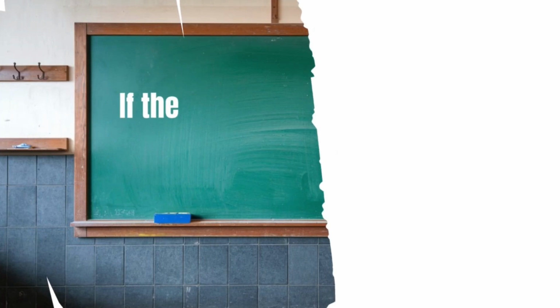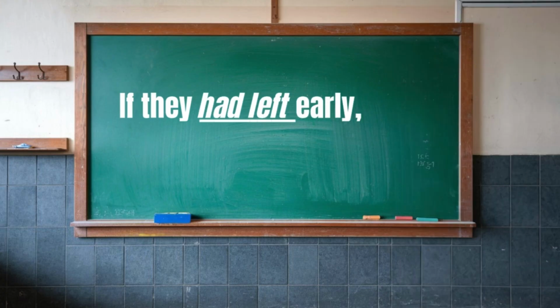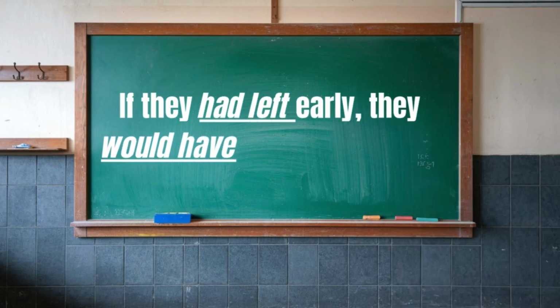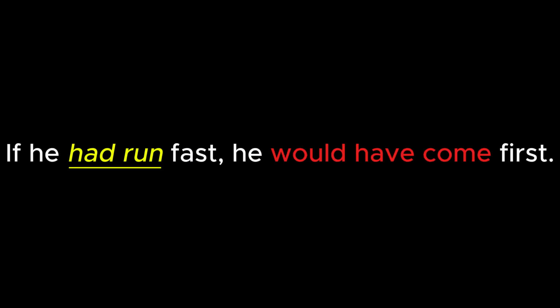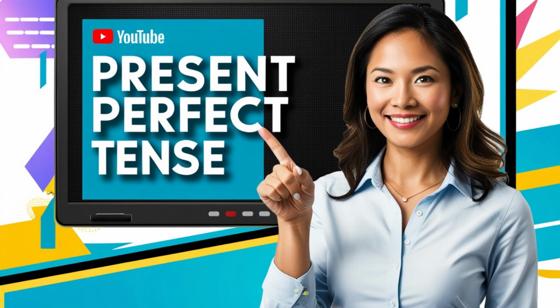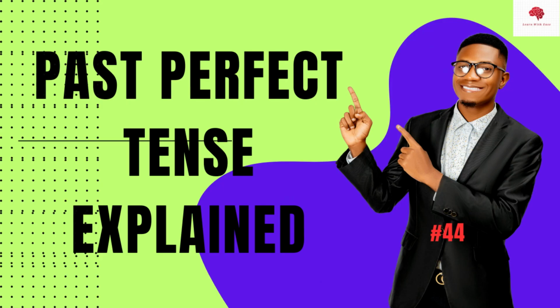You can create your own examples to express an unfulfilled wish. For example, if he had run fast, he would have come first. If I had woken up early, I would have cooked food on time. Now you have learnt present perfect tense and you have seen the examples of the past perfect tense.